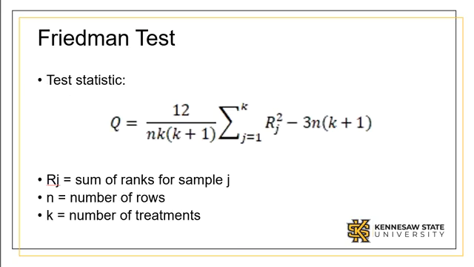The test statistic is given by the equation shown here. R sub j is the sum of the ranks for sample j. N is the number of rows of data. K is the number of treatment levels. Note that Q is distributed similar to the chi-square distribution, with k-1 degrees of freedom. A critical statistic based on chi-square with alpha and k-1 degrees of freedom will be generated to facilitate our decision.